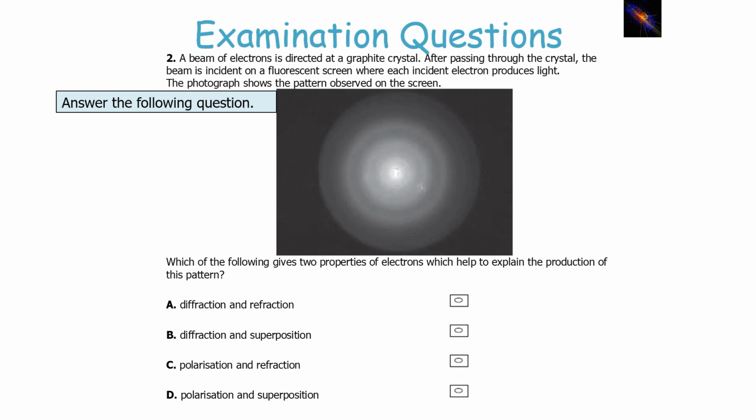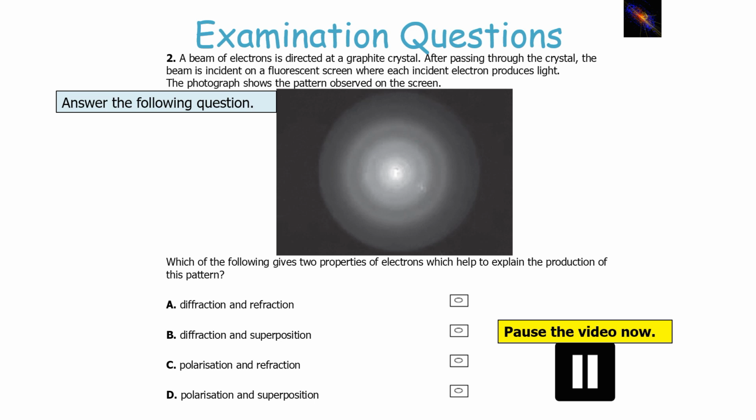Next question. A beam of electrons is directed at a graphite crystal. After passing through the crystal, the beam is incident on a fluorescent screen where each incident photon produces light. The photograph shows the pattern observed on the screen. Which of the following gives the two properties of the electrons which help explain the production of this pattern? So pause the video now, then unpause the video when you want to go through the answer.